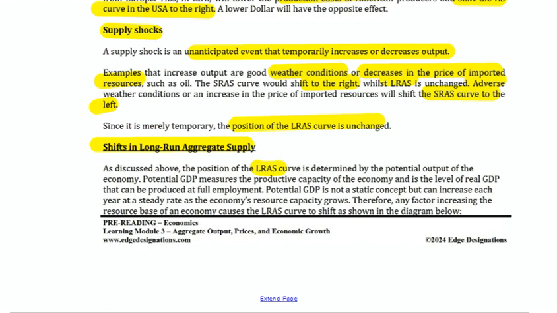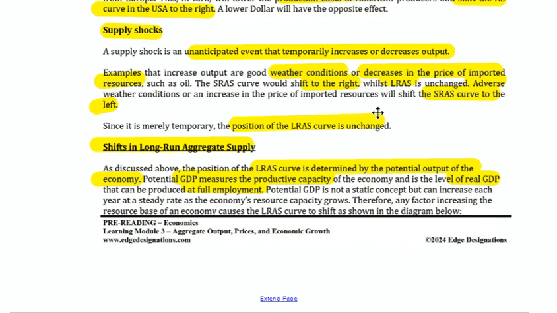The position of the long run curve, for the most part, is determined by the potential output of the economy. We don't look at what it's actually doing now, because in the long run it has more legs in it. It can probably do a lot more. So we look at the potential. Potential GDP measures the productive capacity, and that's the level of real GDP, assuming we are at full employment.